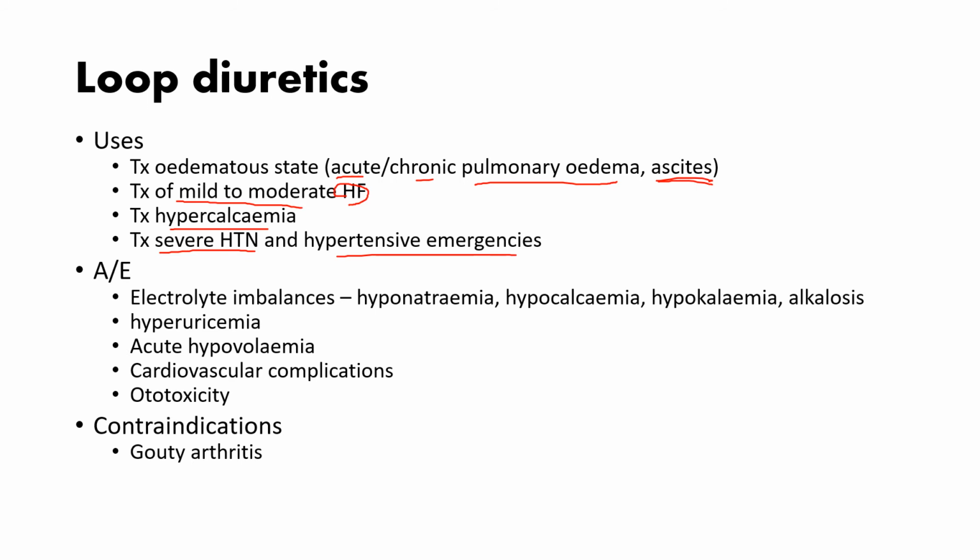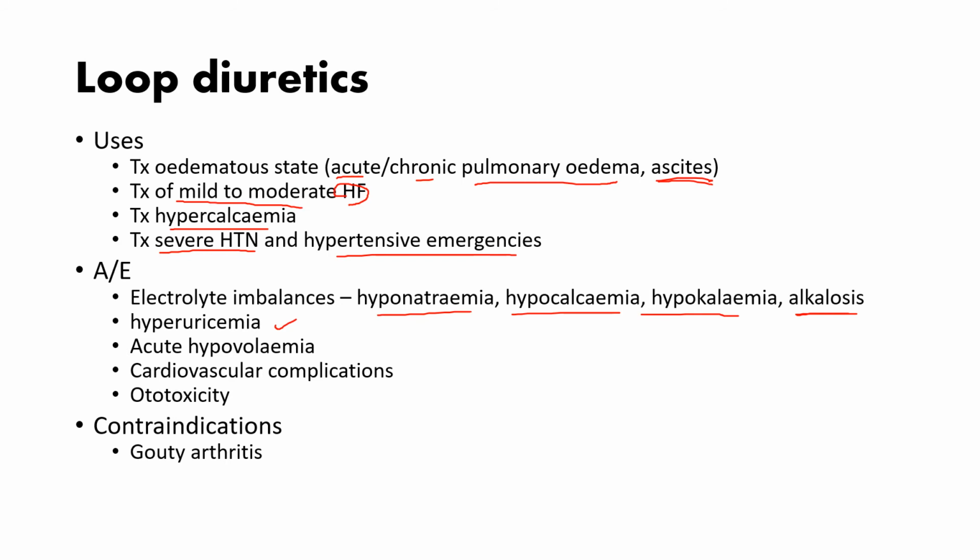Adverse effects include electrolyte imbalances like hyponatremia, so that's low sodium, hypocalcemia, low calcium, hypokalemia, low potassium, and alkalosis due to the loss of hydrogen ions in our urine as well. We could also get hyperuricemia here, similar to thiazide diuretics, through the same mechanism. The loop diuretics can also block the organic anion transporter that transports urate from the blood to the tubule. If we block that, then we're not getting rid of urate, and therefore it stays in our body and we get hyperuricemia, which might exacerbate conditions like gout.